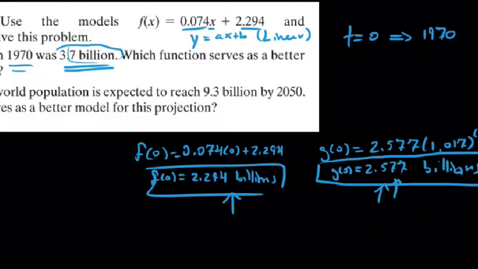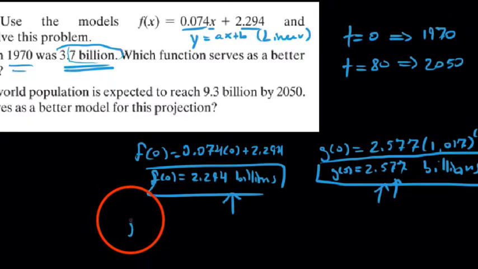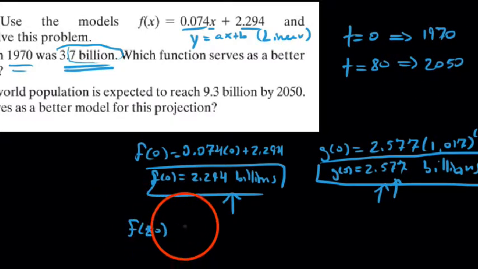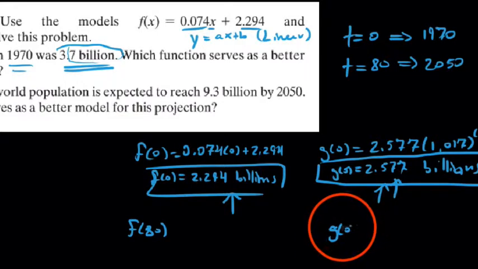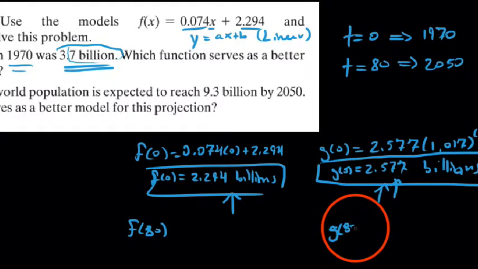Now, letter B here, it says by one projection, world population is expected to reach 9.3 billion by 2050. Which function serves as a better projection for this model? So by 2050, we would say that that is how many years after 1970. And so I would say, well, you have to add on 30 to get to 2000 plus another 50, so we'd say 80. And so plugging this into the model here, this would be the year 2050. What we'll do is we'll find f of 80, and we'll find g of 80.